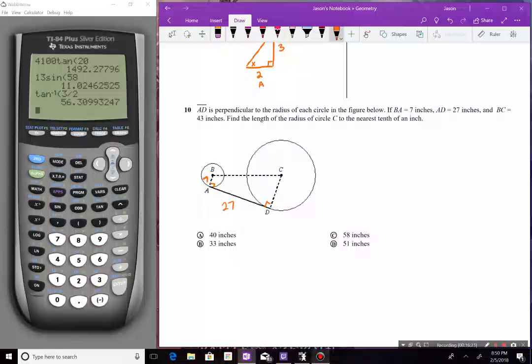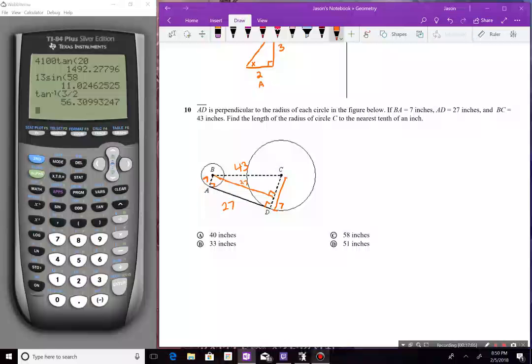It also tells us BC is 43 inches. So 43 inches here. It wants to know what's the radius of circle C. So the radius of circle C would be this entire length here. Now, in order to do this, we need to use the Pythagorean theorem. So we're going to draw this whole bottom section as a rectangle. So this side of the rectangle here would also be 7.